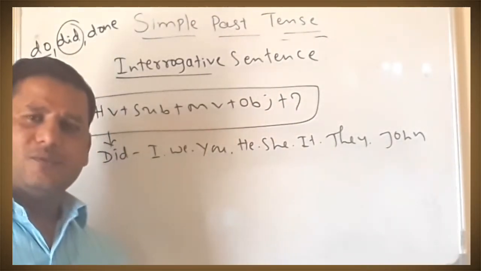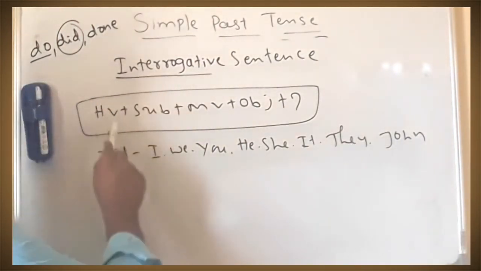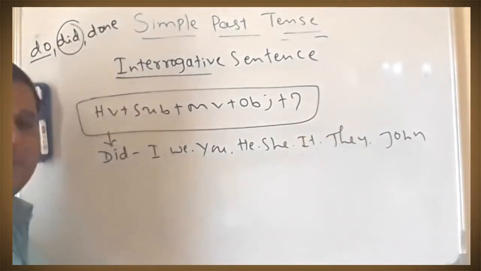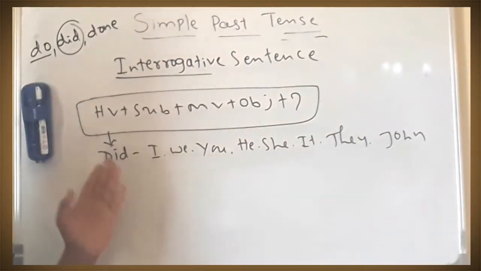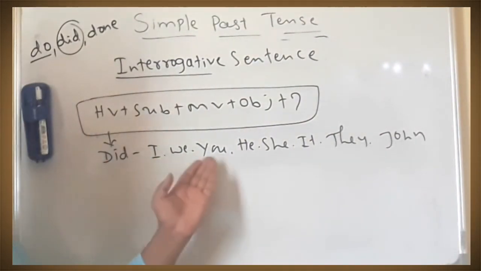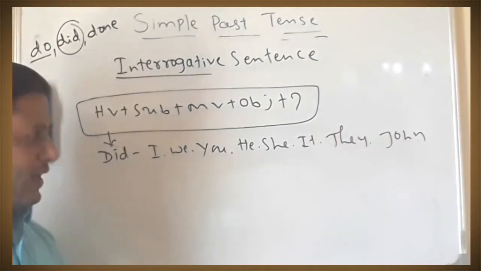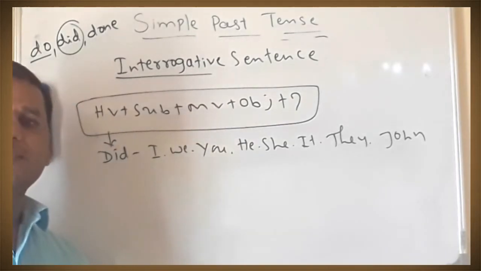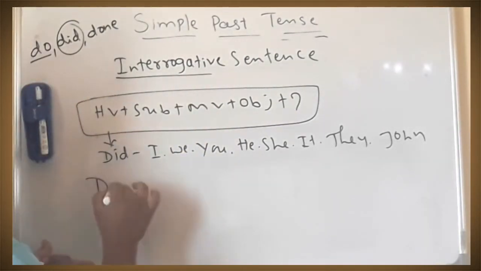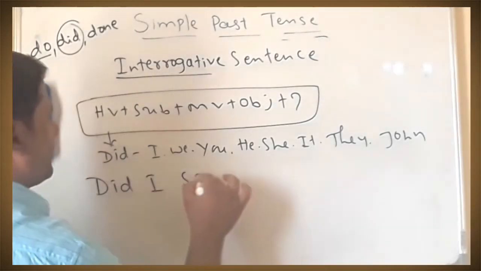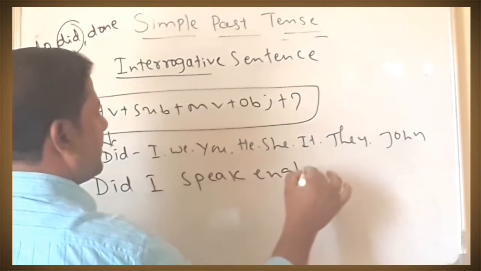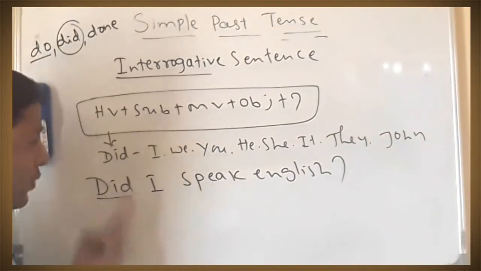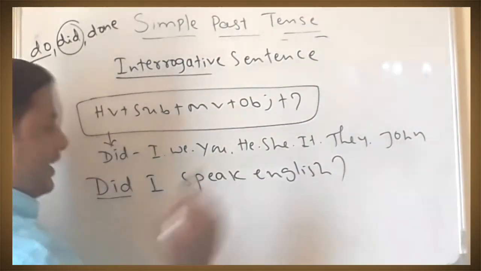In an interrogative sentence, the helping verb always begins. Next there is the subject, main verb, object, and always there is a question mark. The helping verb is the same, did. If there is a did, the subject can be I, we, you, he, she, it, they, John. Now let's write the same sentence. I spoke English. I did not speak English. Now you have to write, Did I speak English? Why not spoke? Because did has already become the second form of the verb. So that's why, Did I speak English?